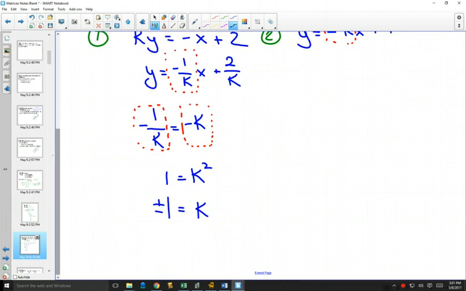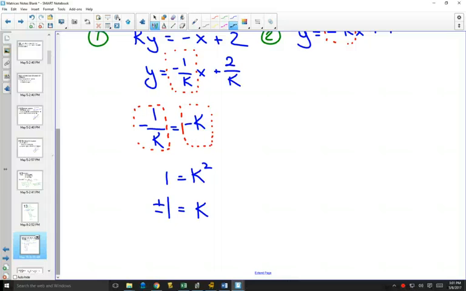So we get k could be plus or minus 1. The second thing, we aren't quite done, because there is a possibility when you plug in this k that you might get an infinite solution, same slope and same y-intercept.